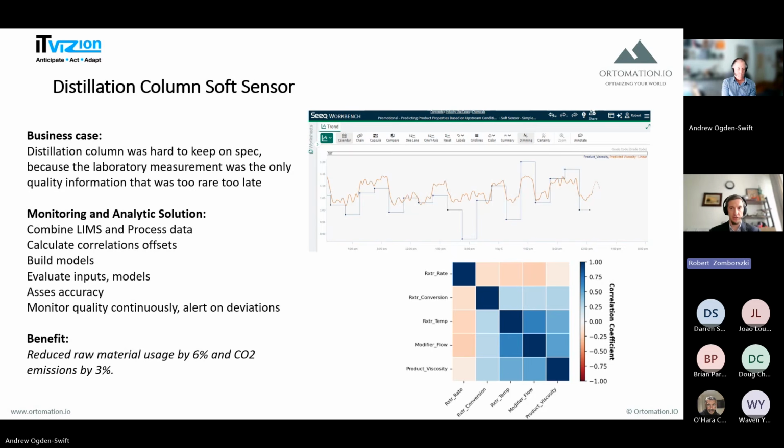We can combine the laboratory and process data in one system together. Then we are building the models, calculating correlation offsets, evaluating these inputs, what are the good inputs, comparing the models, assessing the accuracy of these models. And when we are ready, we have a continuous quality monitor where we can alert on deviation and use it for better control of the process. This can greatly reduce raw material usage and also energy usage. That is the topic of our presentation, so that can also help with that. Let's go to the next slide.